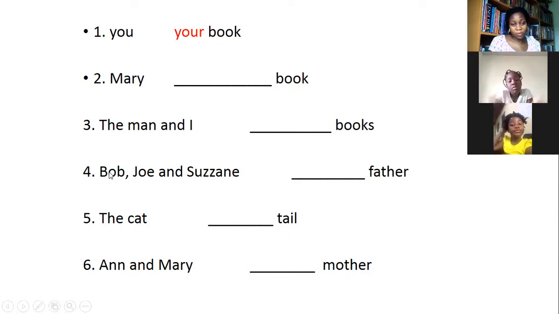So this time around, we have Bob, Joe, and Susan. Which possessive adjective will we use to replace Bob, Joe, and Susan? Yes, Dioli. So this is Bob, Joe, and Susan's father. So it is, he is, she is.